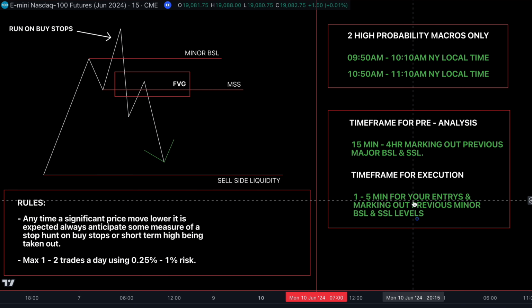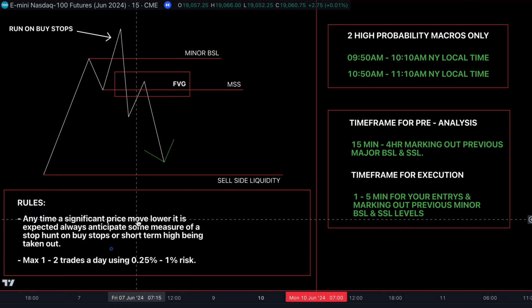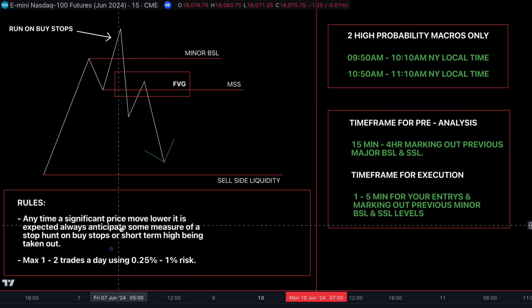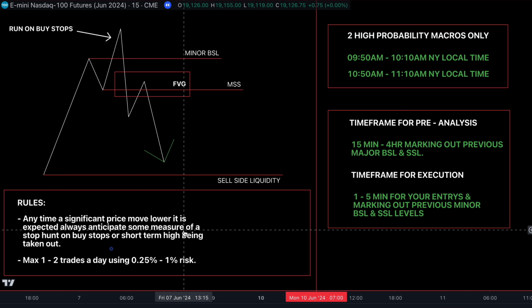By the time you're inside of the macro, you're 100% sure. You're like, okay, right, price is now sweeping buy side. We're on the 1 minute. We also have this previous swing high, which also diverts us back to the rules again. Anytime price moves lower, it's expected to anticipate a measure of a stop hunt on buy stops of a short-term high being taken out.